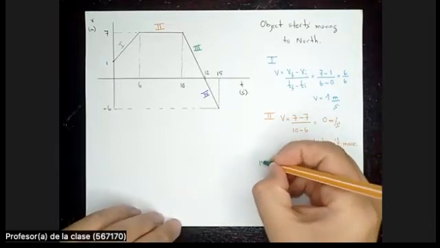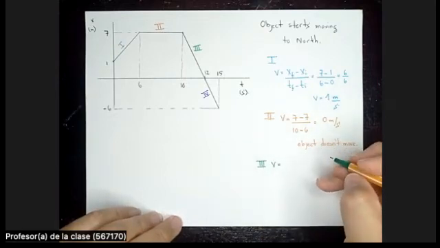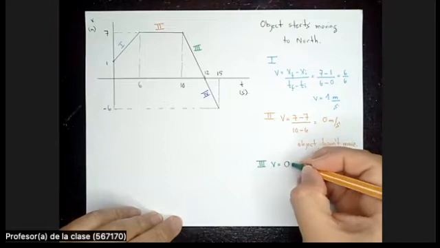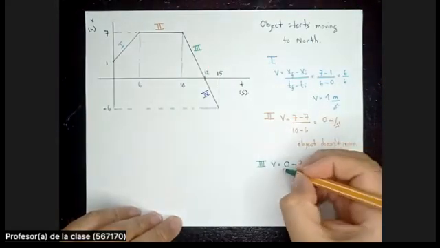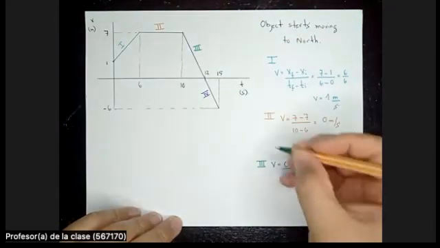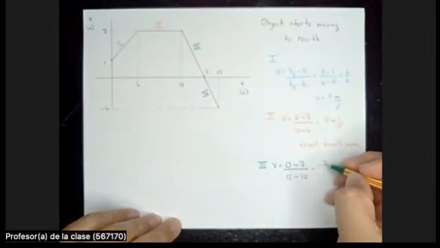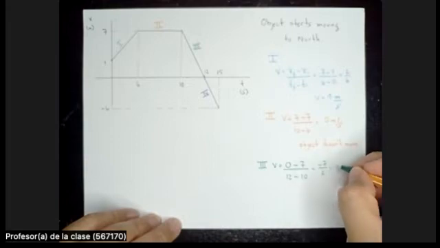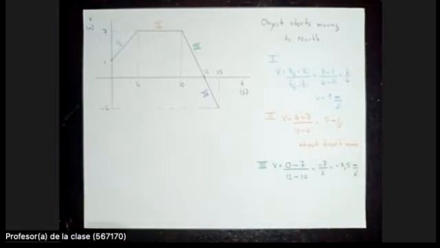On the third interval, here the final position is going to be 0. The initial position is going to be 7. The final time is going to be 12. And the initial time is going to be 10. So that is minus 7 divided by 2. Minus 3.5 meters per second. Yeah, very good.